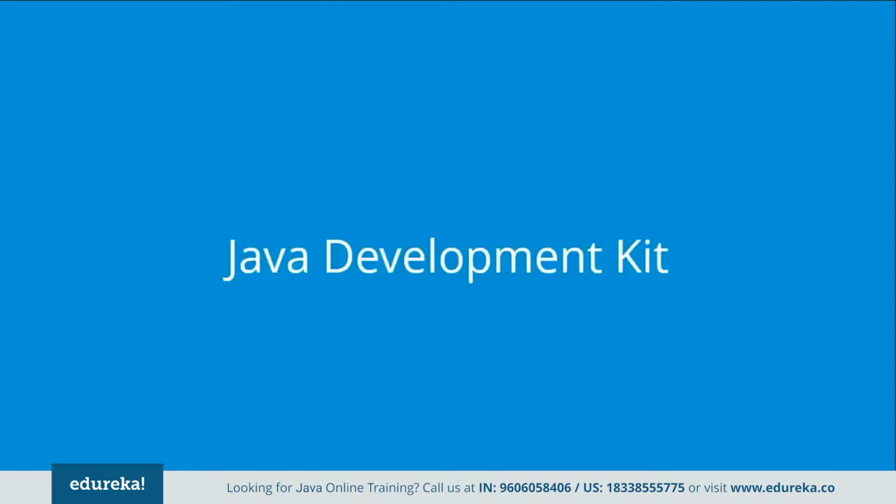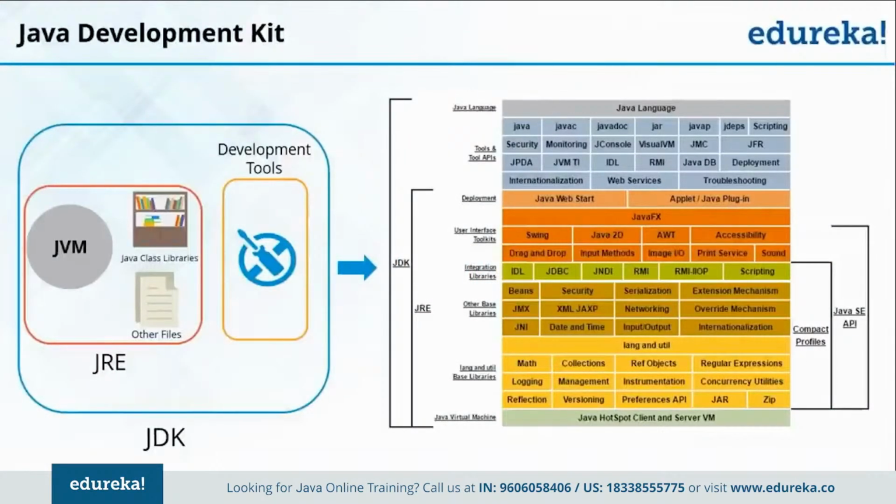You have your Java development kit, you have your Java runtime environment, and you have your Java virtual machine. So these are three essential components. I'll just show you how these are related to each other and give you a good understanding with respect to them as well. So here are the three components that I had just mentioned. You have your Java virtual machine, your Java runtime environment, and your Java development kit.